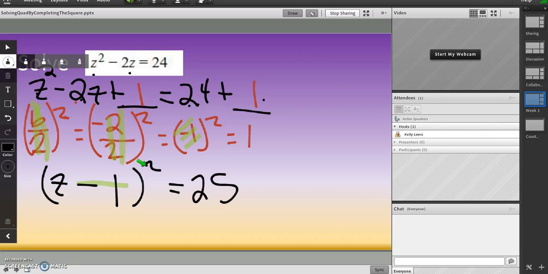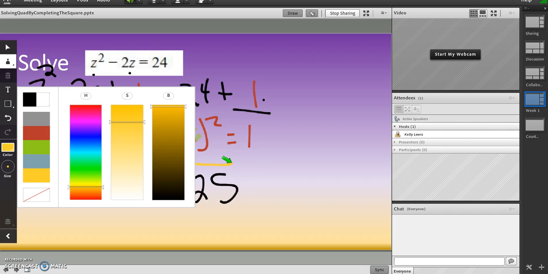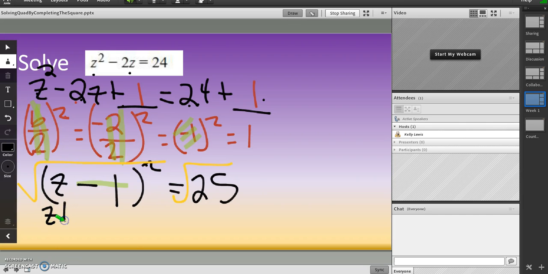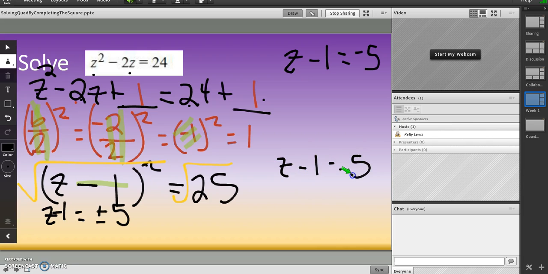And I need to now take the square root on both sides. So when I take the square root on both sides, I get z minus 1 equals plus minus, because when you take the square root, you always do plus minus 5. And so I have z minus 1 equals -5. Z minus 1 equals +5.